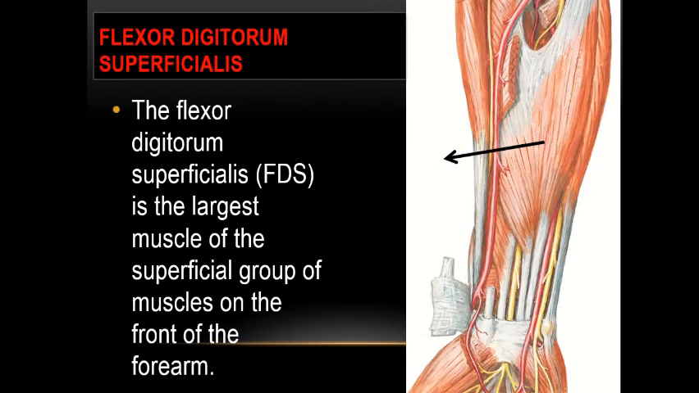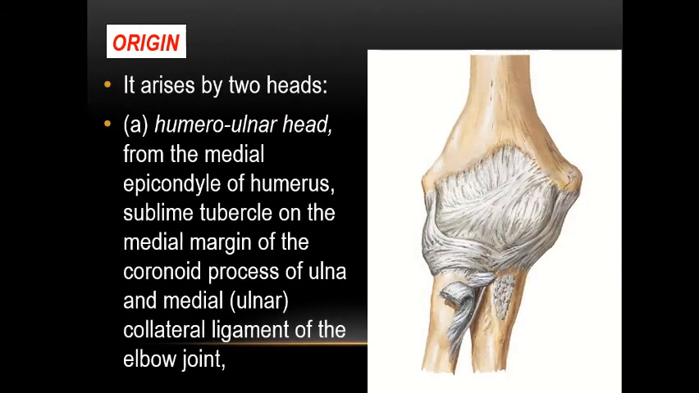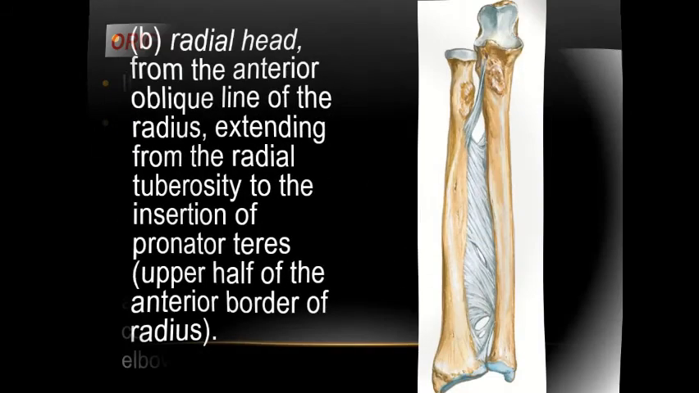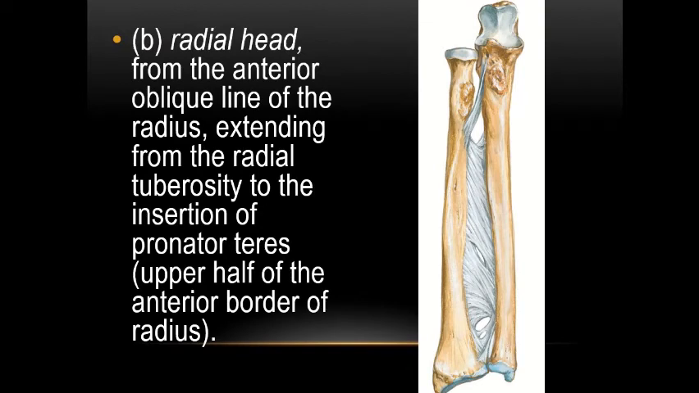Then flexor digitorum superficialis. This flexor digitorum superficialis is the largest muscle of the superficial group of muscles in the front of the forearm. That is why some books have mentioned it as an intermediate group muscle. Let us see the origin of it. It is also arising from two heads. One is the humero-ulnar head from the medial epicondyle of the humerus, then the sublime tubercle on the medial margin of the coronoid process of the ulna, and the medial collateral ligament. So these are the different parts from which the flexor digitorum superficialis is arising.